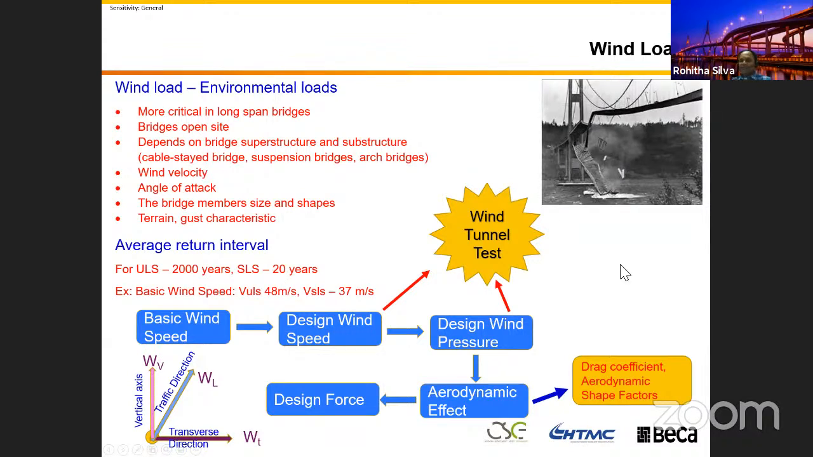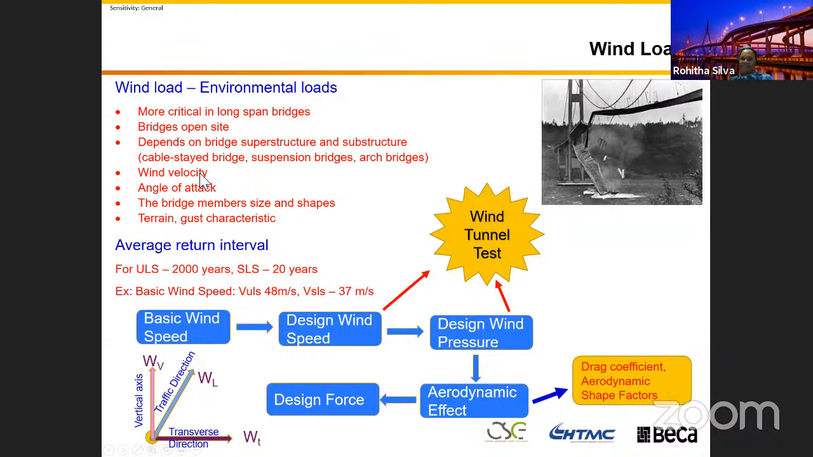The wind design is quite important, but I should say it's not governing in most bridges when you design based on the Australian standard. Every code has a separate design code for the wind calculation. It's very important to understand it and how to use it. And it's more critical in long span bridges, of course.